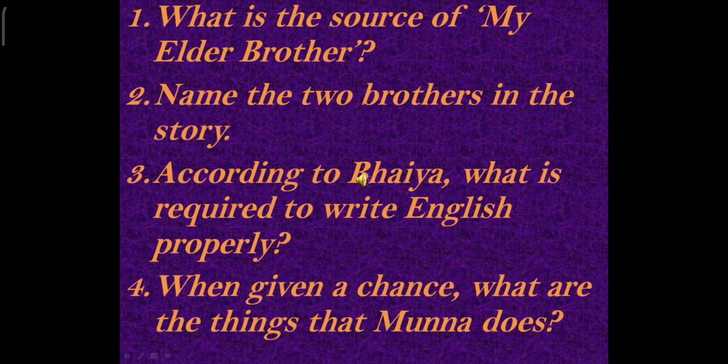Now, let us have a look at some questions. Okay, so these questions are very easy ones and you are supposed to write these on your own. Number 1 is, what is the source of My Elder Brother? Number 2, name the two brothers in the story. Number 3, according to Bhaiya, what is required to write English properly? Number 4, when given a chance, what are the things that Munna does? Alright, and if you are unable to answer these questions, read the first part of the chapter very thoroughly and also go through the video once more.